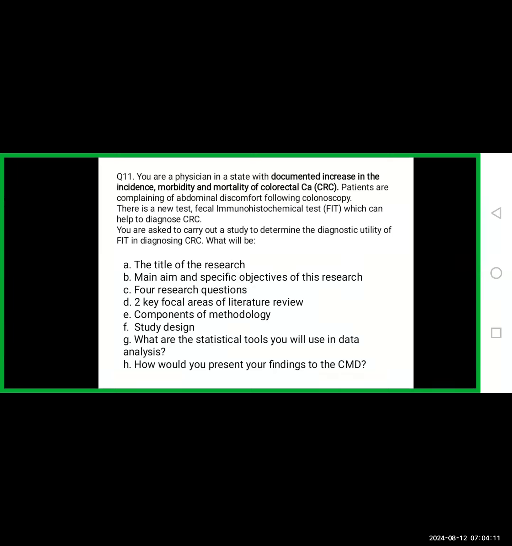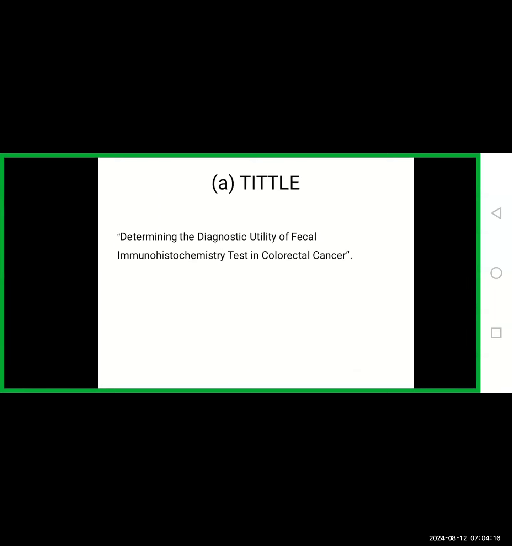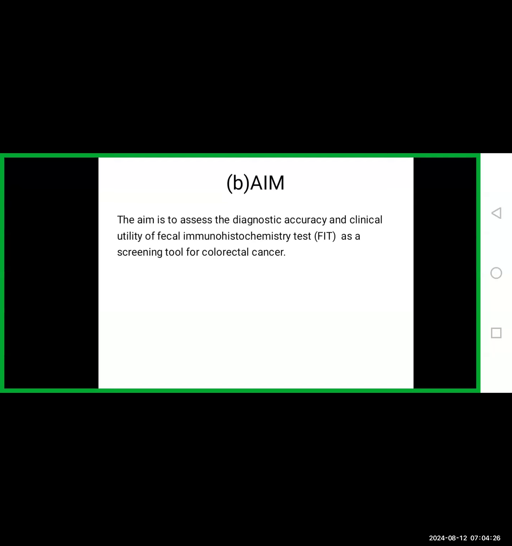Answer to question A. The title of the research, the study will be determining the diagnostic utility of fecal immunohistochemistry test in colorectal cancer. B, my main aim, the aim is to assess the diagnostic accuracy and clinical utility of fecal immunohistochemistry test as a screening tool for colorectal cancer.